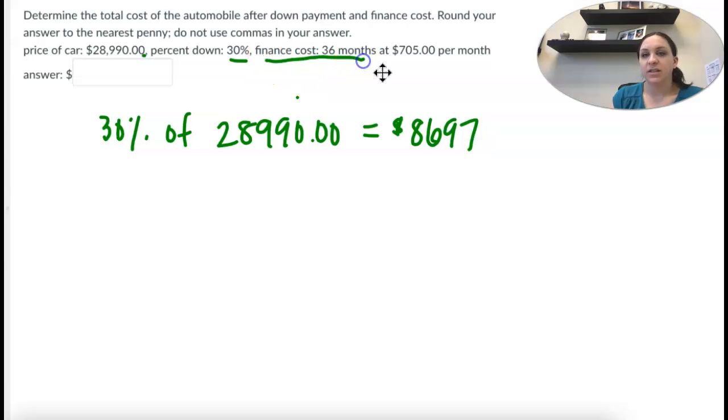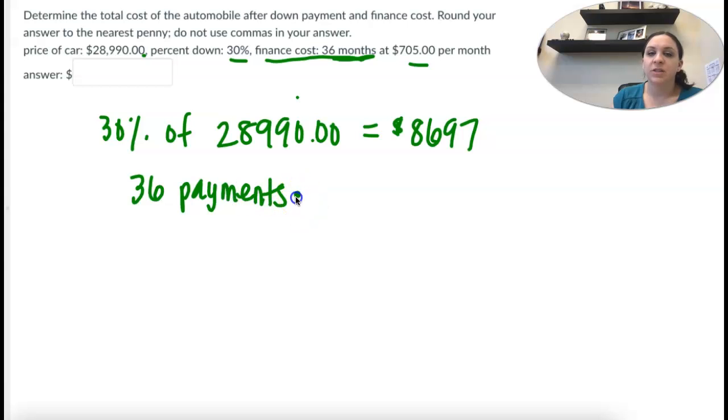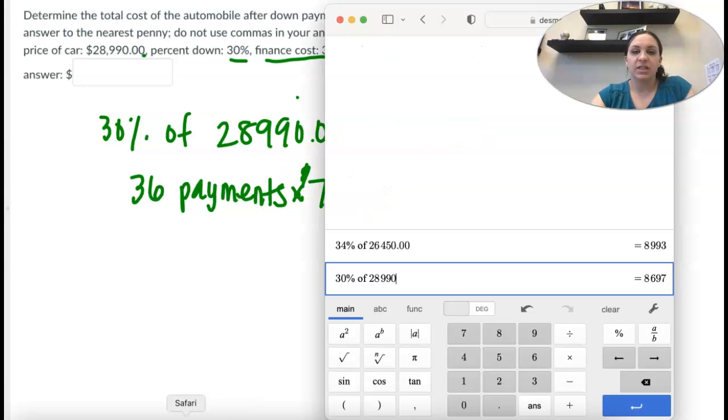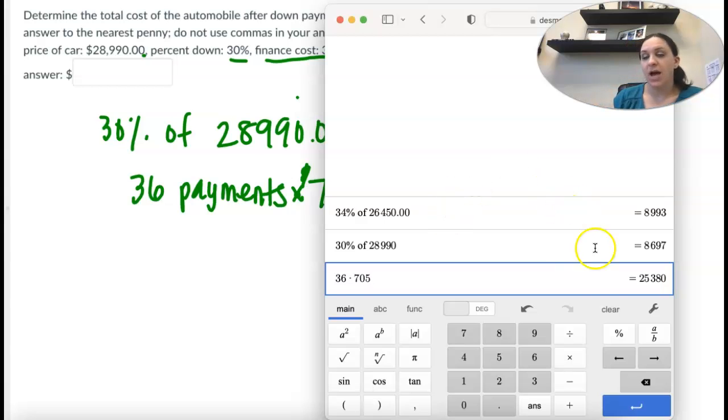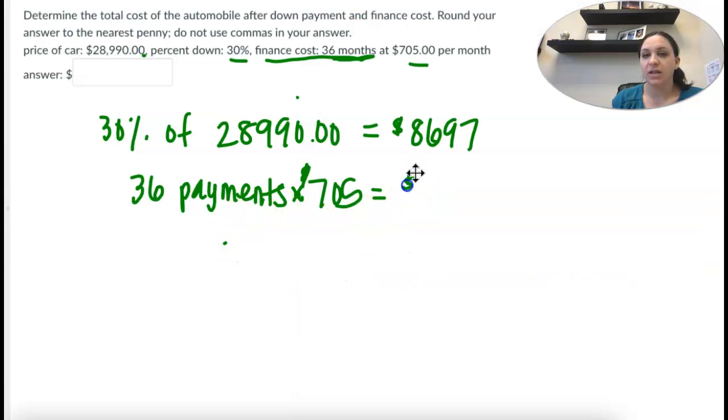And then we're financing. So we're going to make 36 payments at $705. So we multiply those. 36 payments, months, times $705 per month. So 36 and then times is right here, or you can use shift 8, 705. So after 36 months of payments, you've paid $25,380.